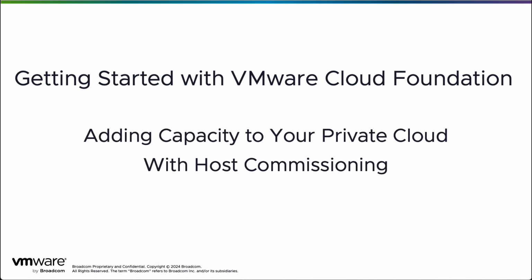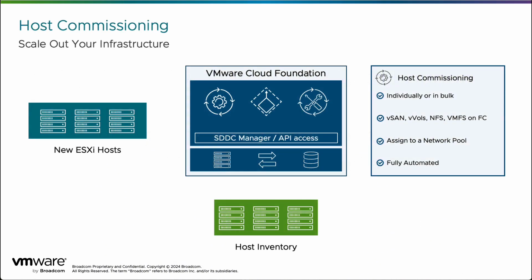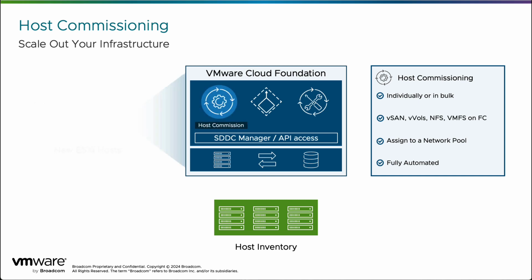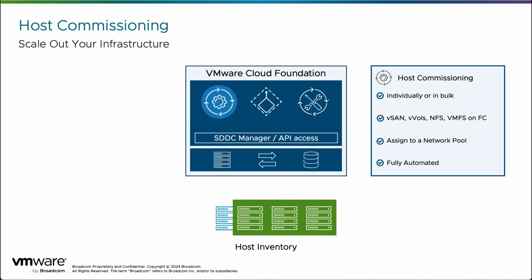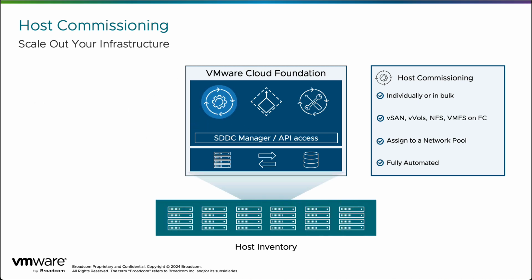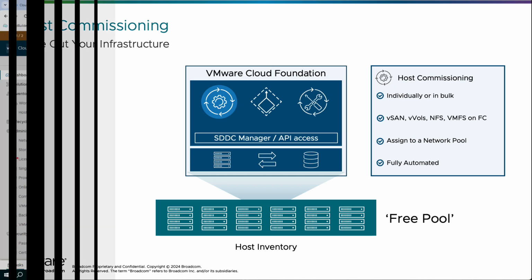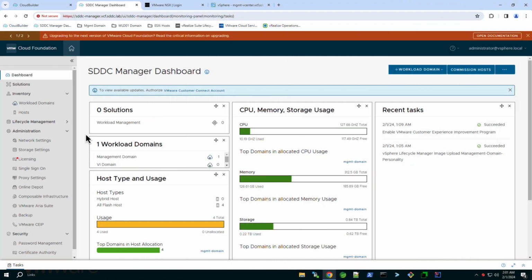In Cloud Foundation, cloud capacity is provided by adding physical servers to the SDDC Manager inventory through a process called host commissioning. Servers that have been added to the inventory represent a pool of available capacity, commonly referred to as a free pool. We will add 12 hosts to the Cloud Foundation inventory. All 12 hosts are configured with vSAN storage and will be assigned to a network pool named prod pool.